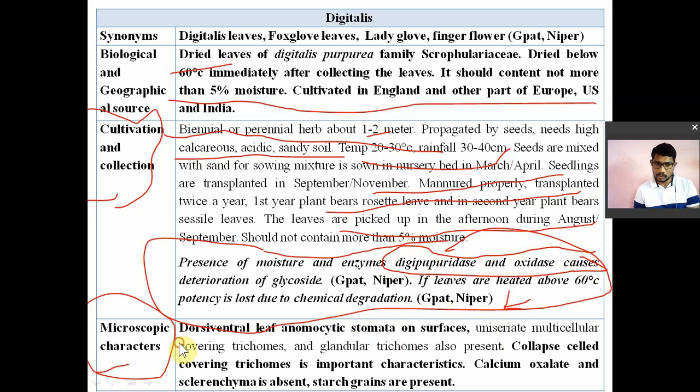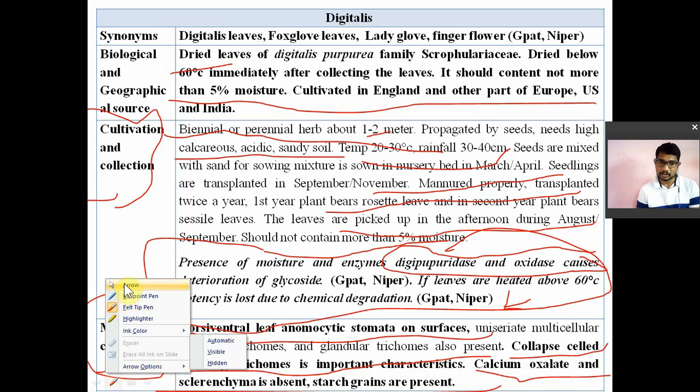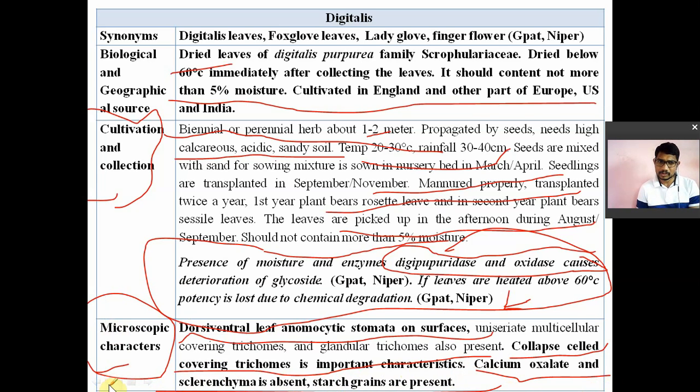Now microscopic characters. It will have a dorsiventral type of leaf and anomocytic stomata on both surfaces, uniseriate multicellular covering trichomes, glandular trichomes, then collapsed cell covering trichome, which is an important characteristic feature of digitalis. Then calcium oxalate and sclerenchyma are absent, starch grains are present. These are the important microscopic points. Just remember them, they already asked a question on this.